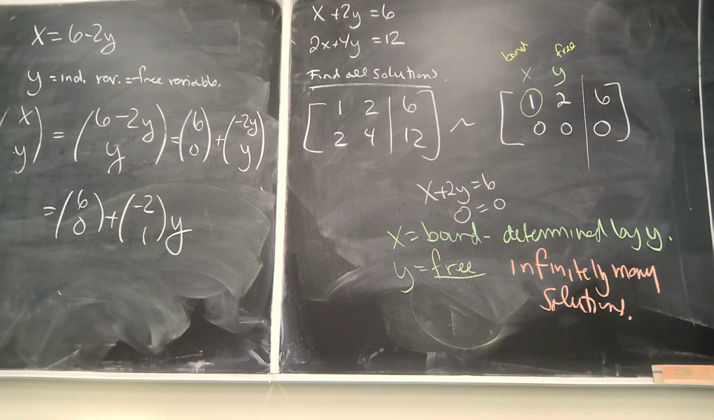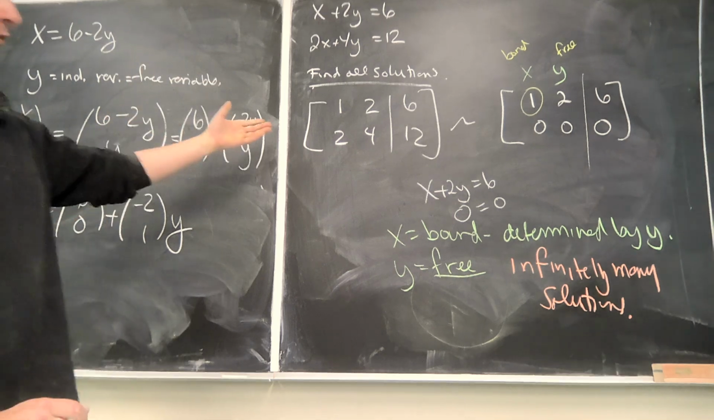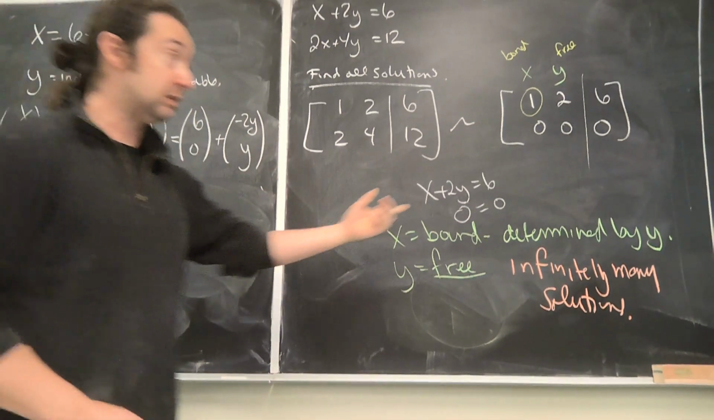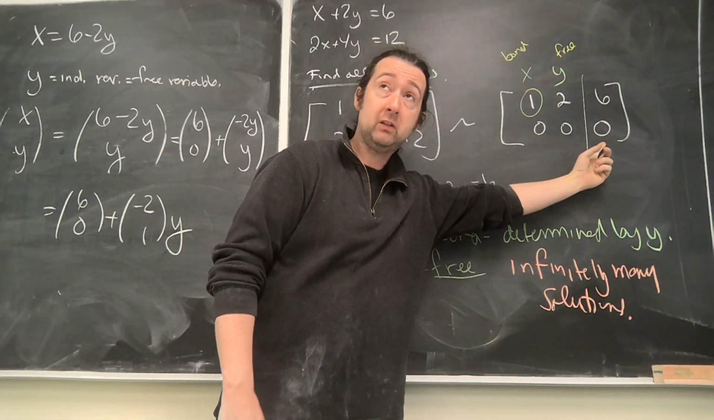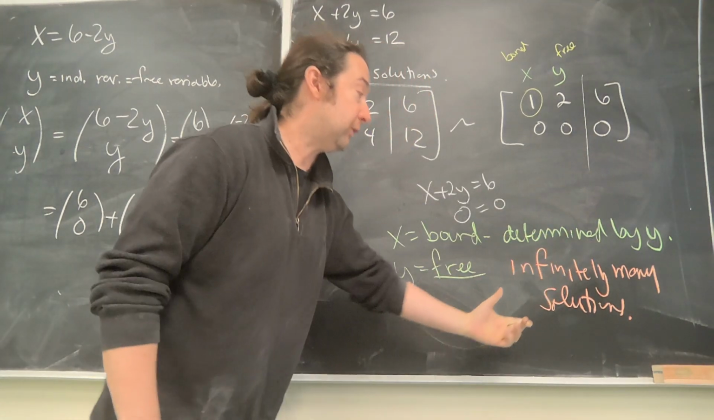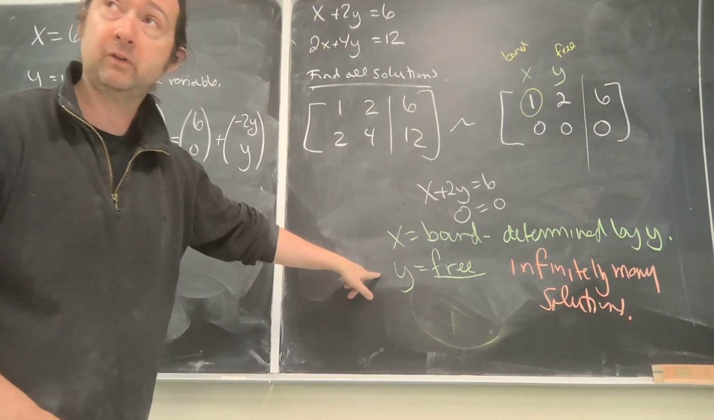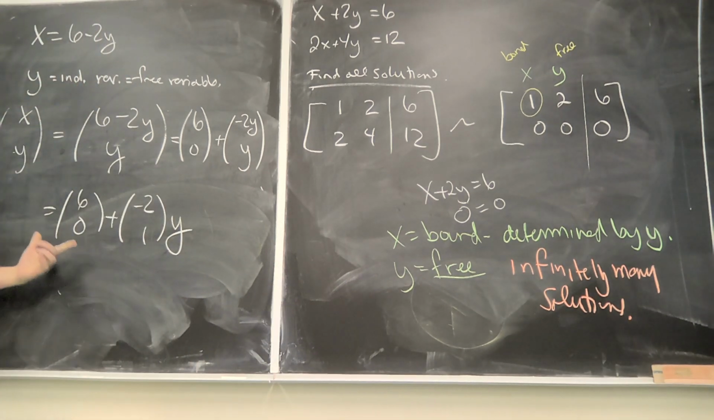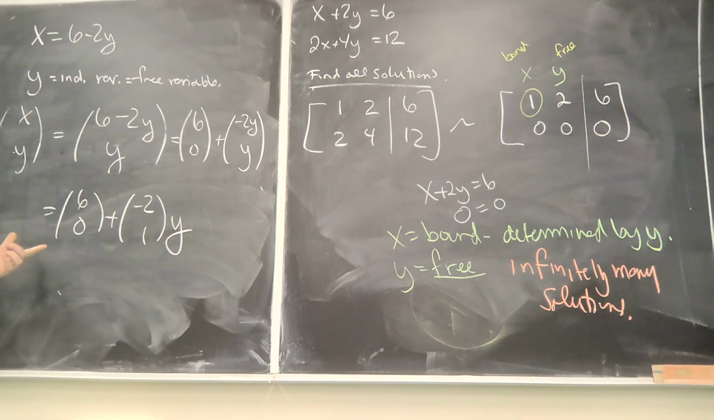So if I was writing down a complete description of what's happening here, I would say this system of equations is consistent, since it does not have a pivot in the last column. It has infinitely many solutions because there was a free variable, and this is what the solution set looks like.